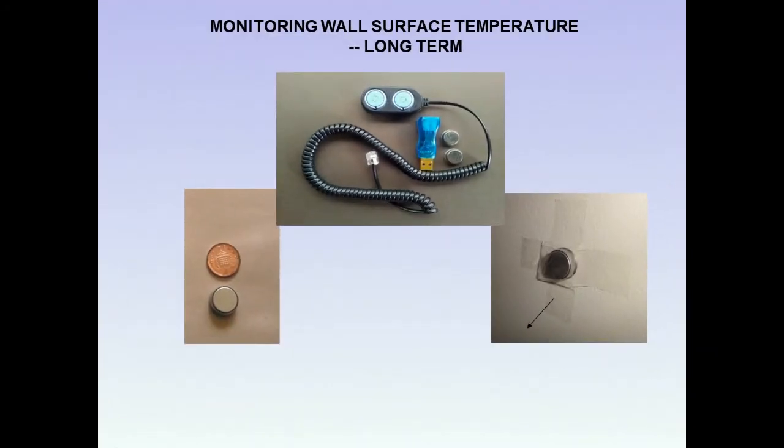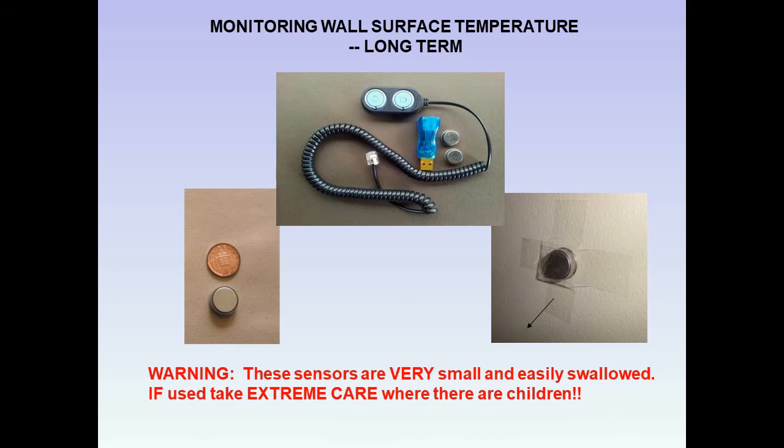We can monitor the wall surface temperature in the long term by using data loggers, these special data loggers. They look rather like watch batteries and record temperature, and these are fixed to the wall. However, as one can see, they are very small and therefore easily swallowed. So if one is going to use these, take extreme care where there are children and pets. Possibly, depending on the conditions, don't use them.